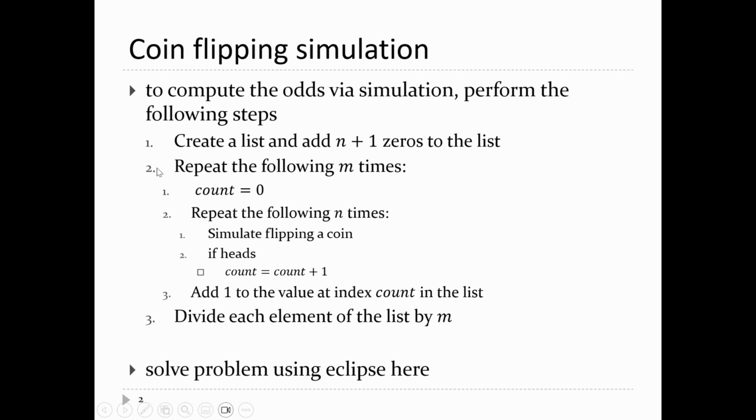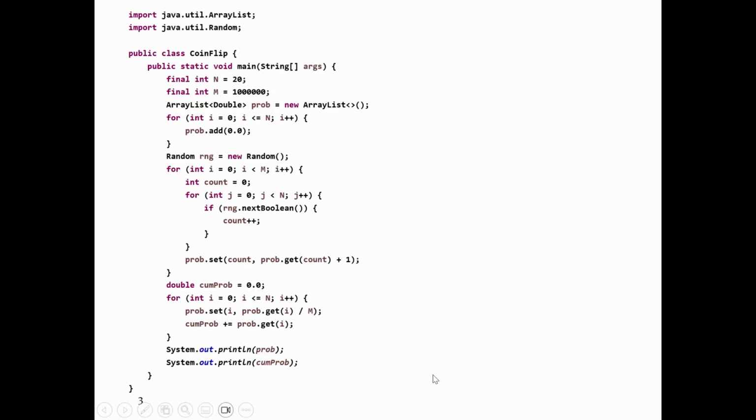Now you have a nested loop. This loop here simulates flipping the coin n times. You want to do this many, many times, so you're going to put that in an outer loop out here. So you just have a nested loop now. Instead of solving the problem in Eclipse, I'm just going to give you the solution here. If you want to, you can type that in, play around with that, and see what you get.